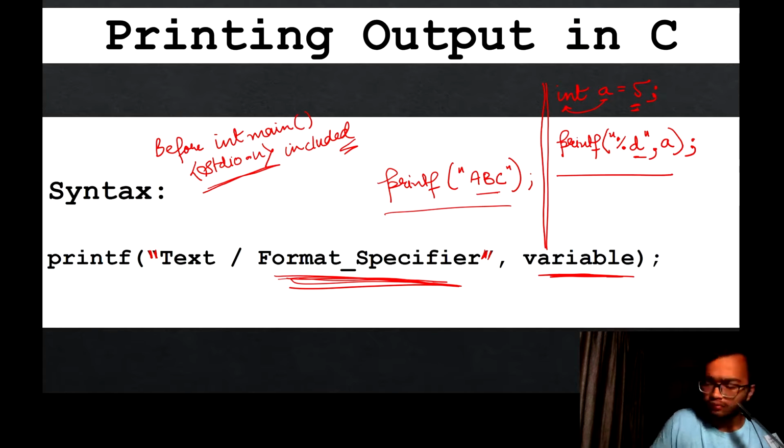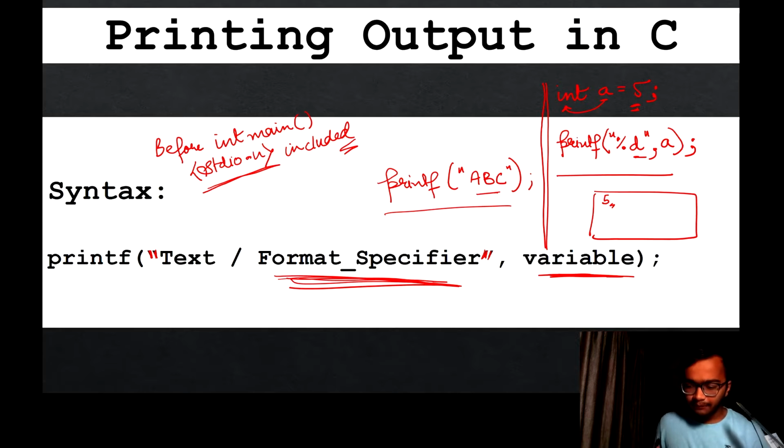So what will this code do? This code will simply print 5 on the screen. Am I correct? So what this code is doing? This code is printing the value of variable a.